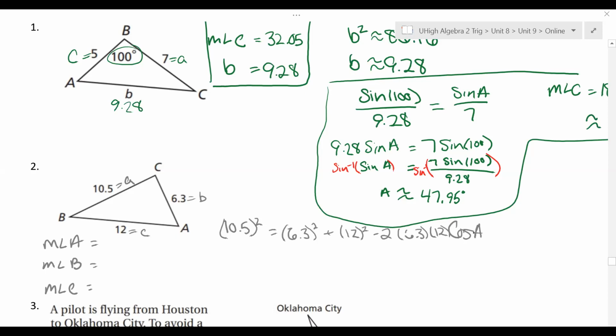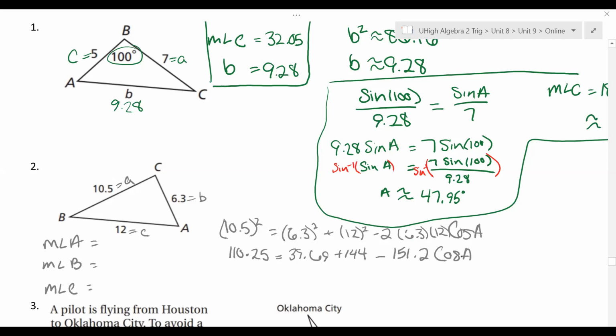All right, so what I can do here is I can just go ahead and simplify. If I do 10.5 squared, I get 110.25. 3.6 squared is 39.69 plus 144 minus 2 times 6.3 times 12 is 151.2 times the cosine of A.